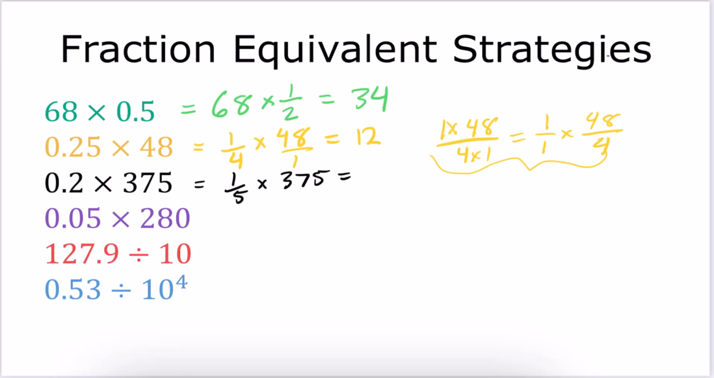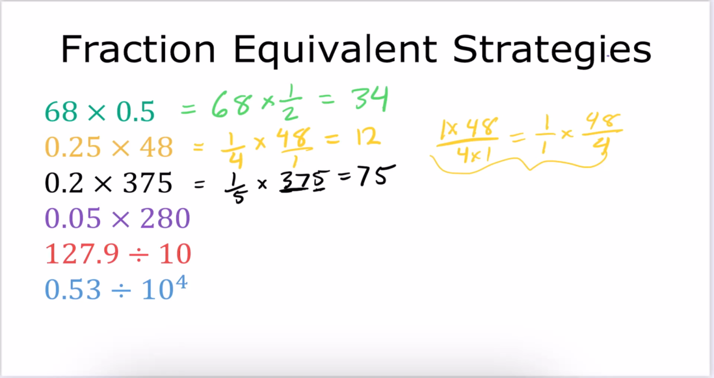And if I think about what that would be, well, I can't split 3 hundreds into 5 groups. But if I had 37 tens, I could split it up into 5 groups, and that would put 7 tens in each group. And I'd have 2 tens left over plus my 5 ones, so that would be 25 ones. And if I split those 25 ones into 5 groups, that would give me 5 in each group. So 375 divided by 5 would equal 75.